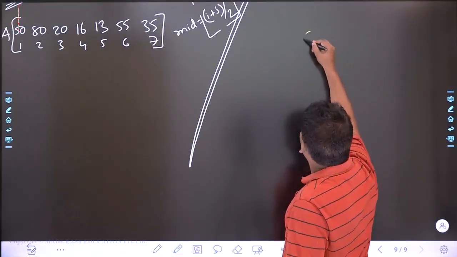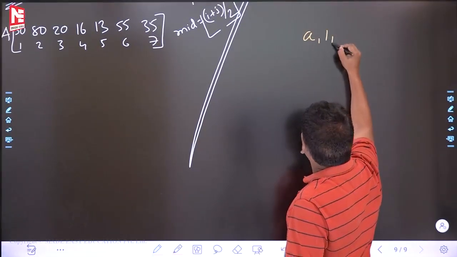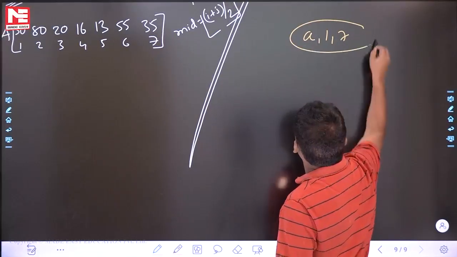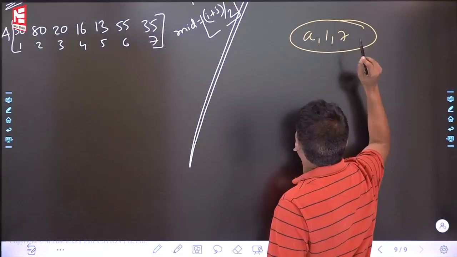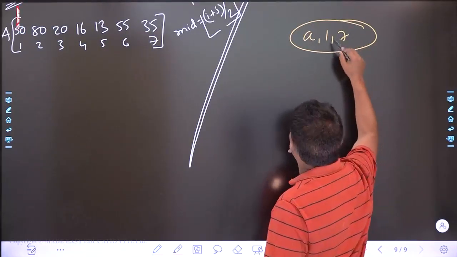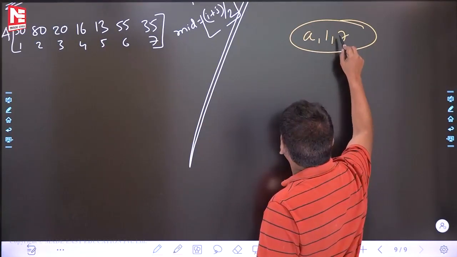See this one. Array A which contains elements 1 to 7, I want to sort using merge sort. Can you help me now? Is it a small problem or a big problem? Big problem. Why? Because 7 elements are there.